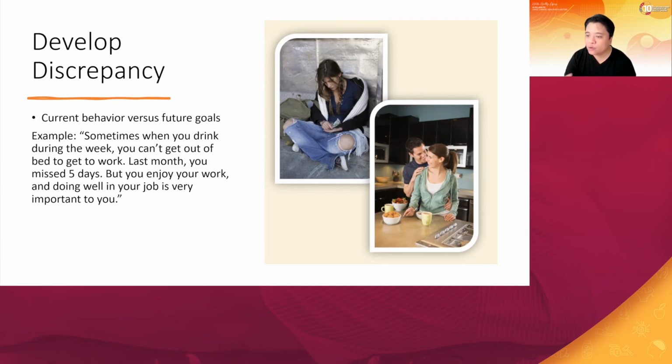So for example, sometimes when you drink during the week and say you can't get out of bed to work, last month you missed 5 days of work, but you enjoy your work and are doing well in your job, and doing well in your job is very important to you. So you allow the patient to realize that his or her job is important, but there are certain things in the behavior that have to change in order for him or her to actually reach their goal.